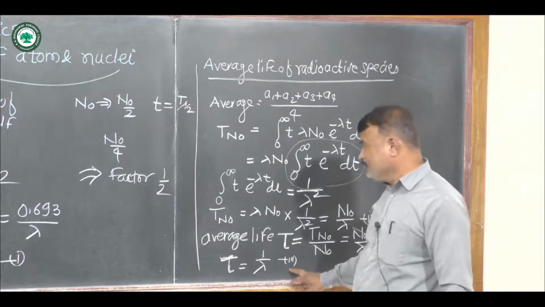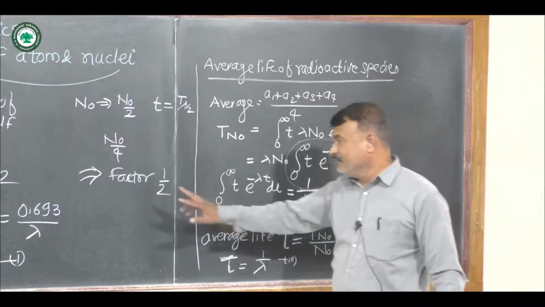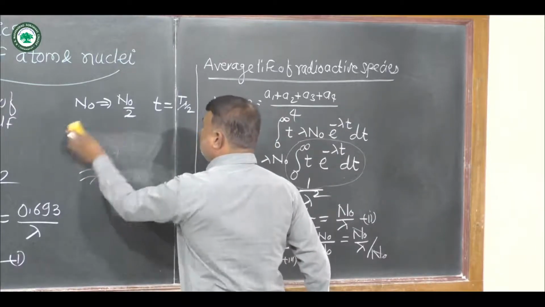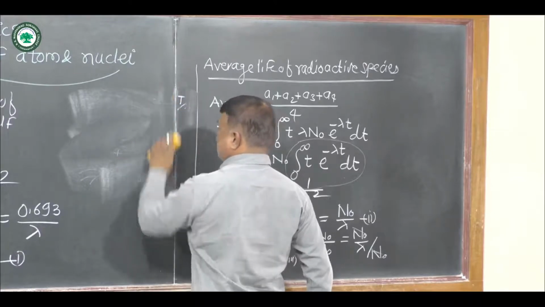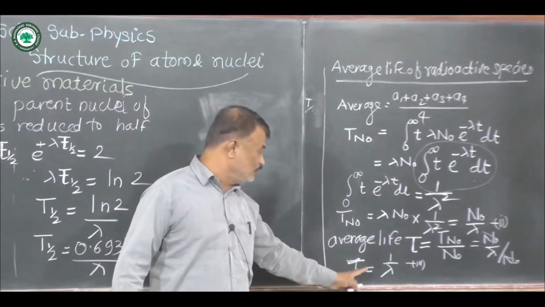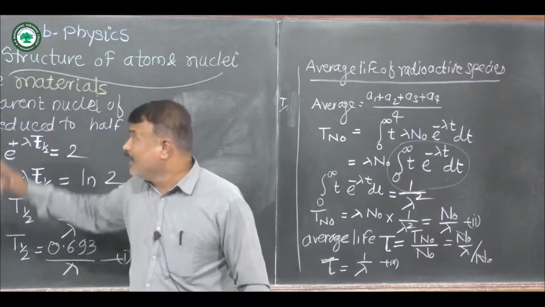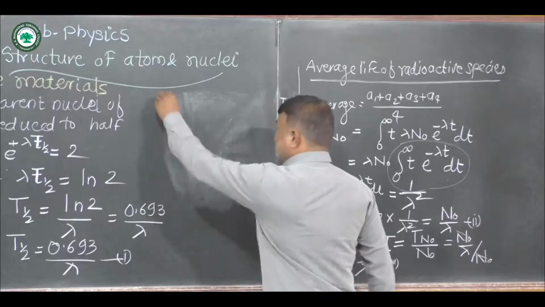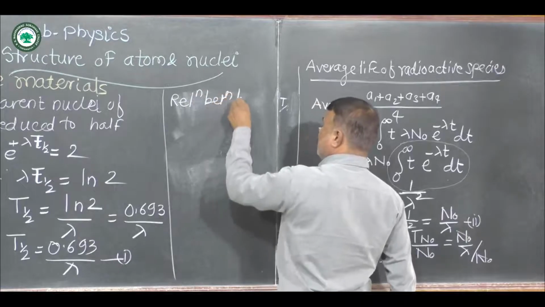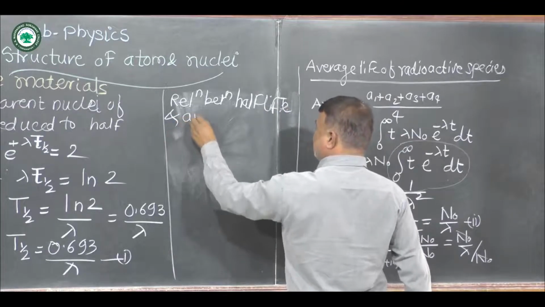Now we have to substitute equation 3 in equation 1. By this we get the relation between half life and average life. In this way we find the average life, given by tau equal to 1 upon lambda. Now we have to find the relation between average life and half life. For that purpose we consider the relation between half life and average life.